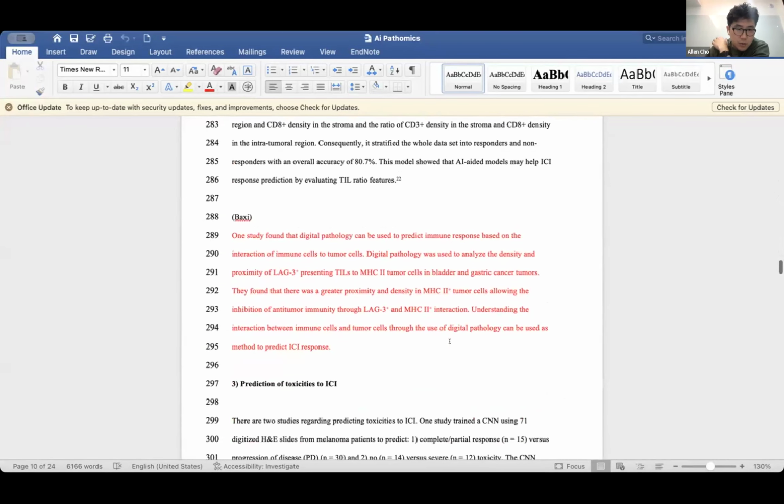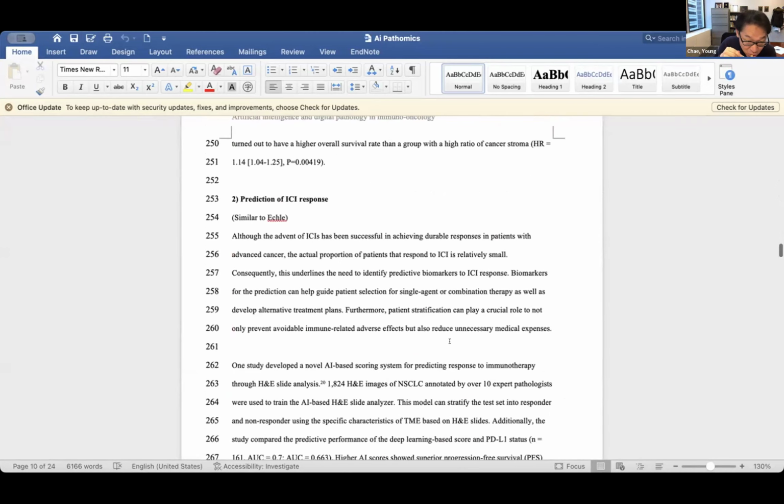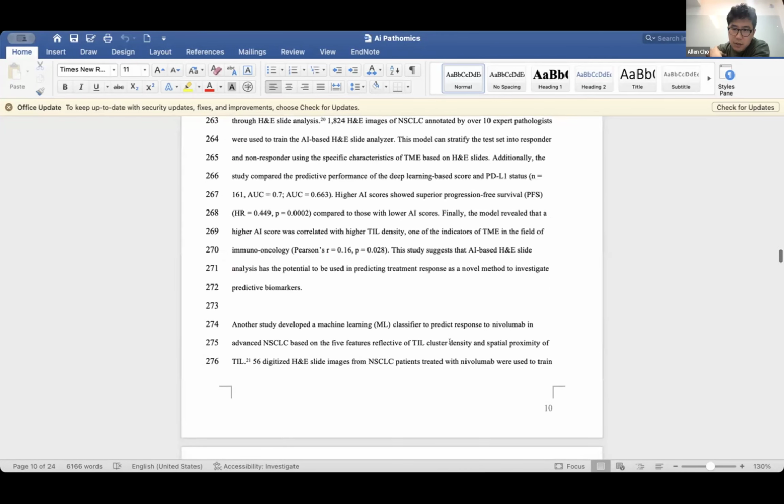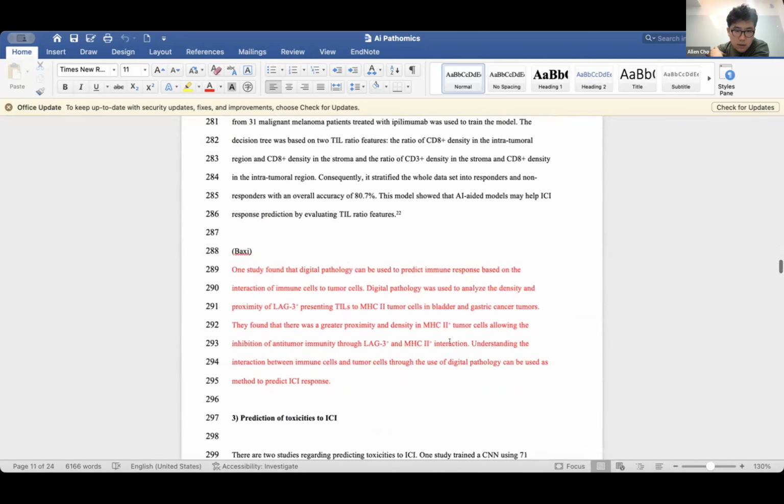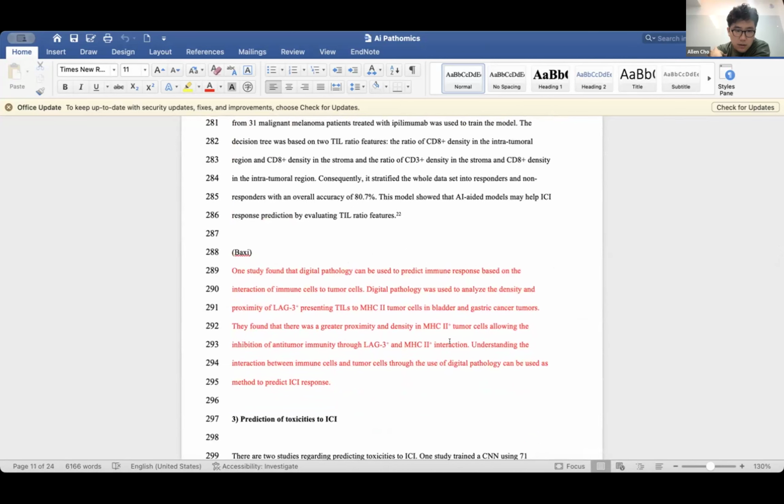Yeah, so this is the first edition that I had added in. So what is the subheading for this? The subheading is prediction of the ICI response. Okay, what is Pepsi? It's just the author of the article that I looked up, a kind of bookmark that I put in for now.